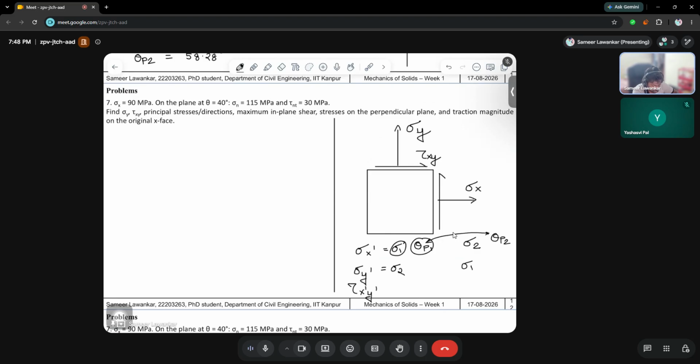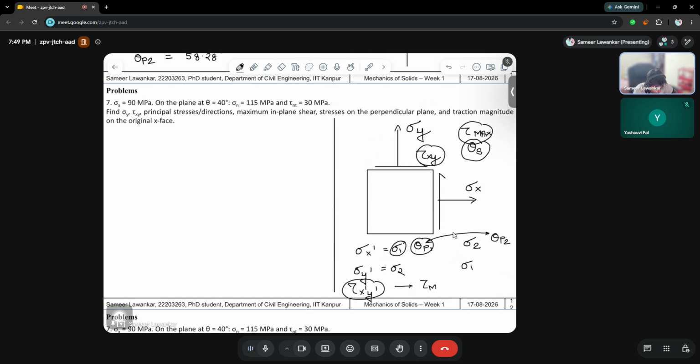Fourth concept is regarding shear stresses. When you increase theta, there will be one theta at which the value of tau xy is maximum. That is called tau max. The orientation is called theta s. There is a relation between theta s and theta p also: theta s is equal to theta p plus minus 45 degrees. What more can be understood from this? At the particular orientation when theta is equal to theta s, tau x dash y dash becomes tau max.